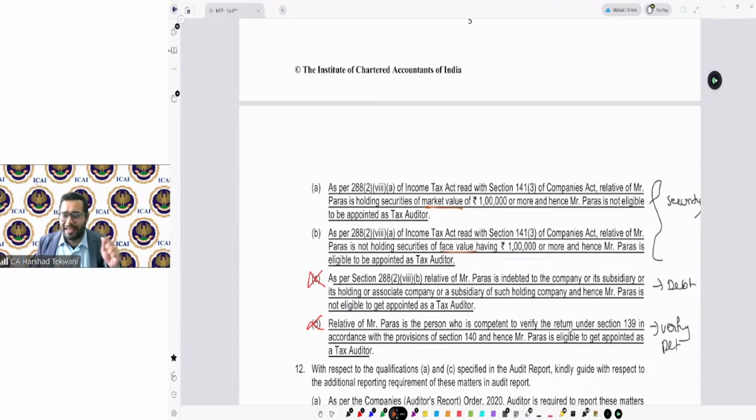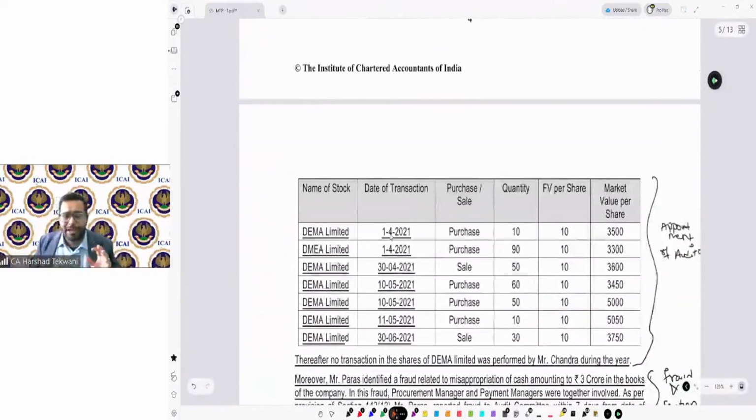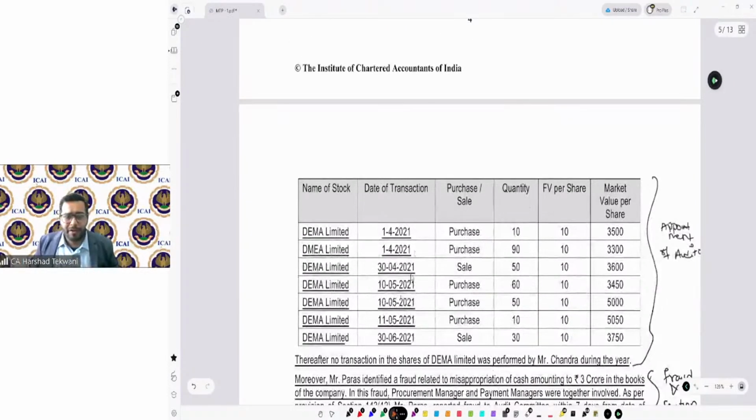Market value and face value. Okay. Now, which will decide your answer? Here, the quantity has been given and you need to check it against the date of appointment. So they have transacted some shares.